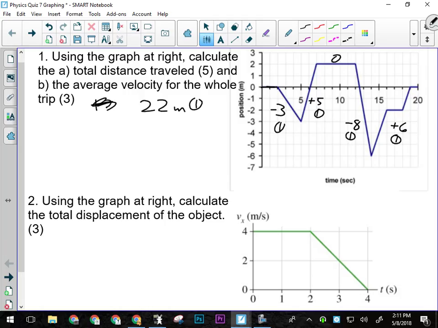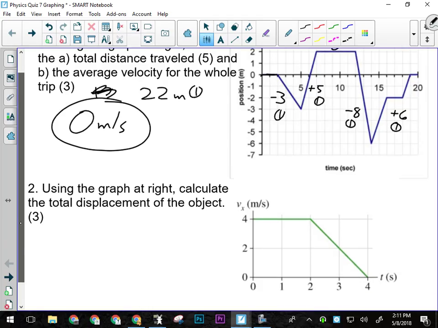And then the last part, what's the average velocity for the whole trip? Well, my initial position is 0. What's my final position? 0. What's my average velocity? 0. 3 marks for that. I'm being very, very generous. So 3 marks for 0 meters per second.